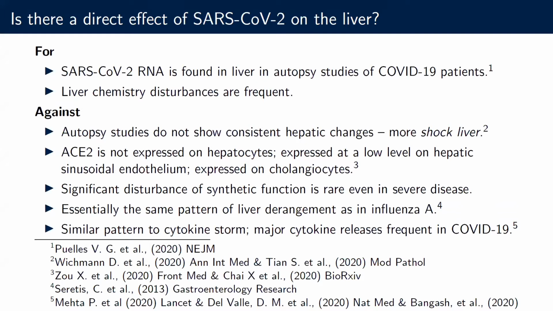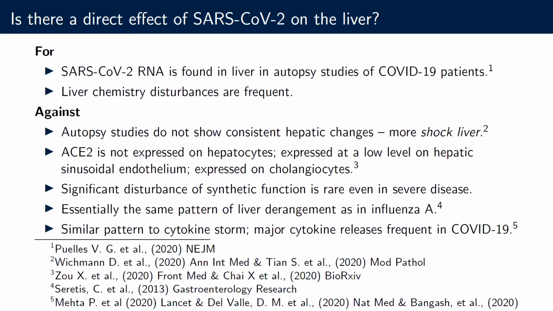But actually, if one looks through a few autopsy series now coming into the liver, there are no consistent hepatic changes, and more what one's seeing are those of a shock liver or consistent with cytokine release. There's this observation that the key receptor that's used by SARS-CoV-2 for entry into cells is not actually expressed on hepatocytes at all. It's expressed at a low level on hepatic sinusoidal endothelium, although it is expressed rather more on cholangiocytes. But balancing that, the injury that's seen is primarily hepatocellular and not biliary. Significant disturbance of synthetic function is rare. And actually, if one looks at the literature for disturbances in influenza, it's essentially the same. So we're seeing the same thing.